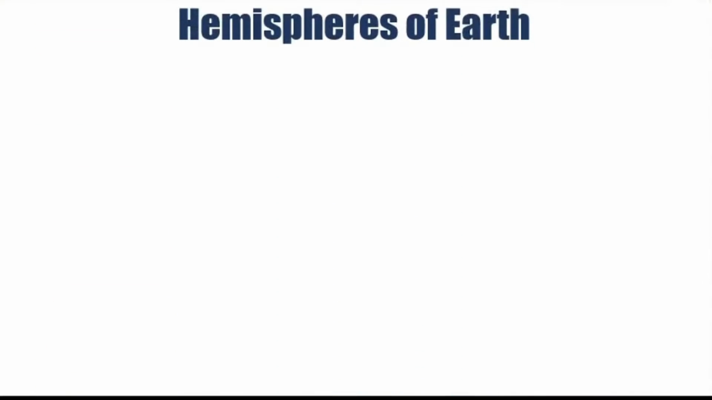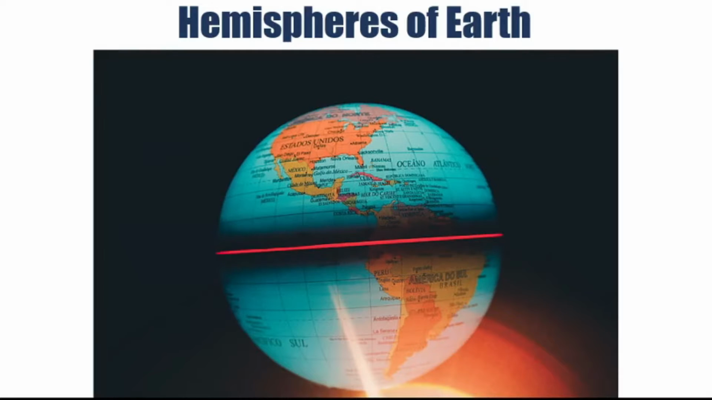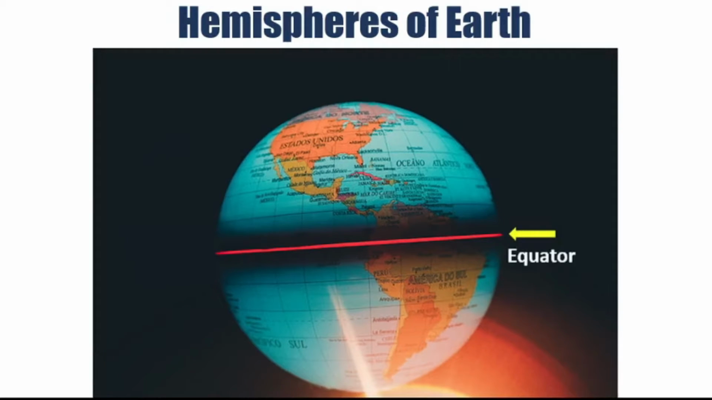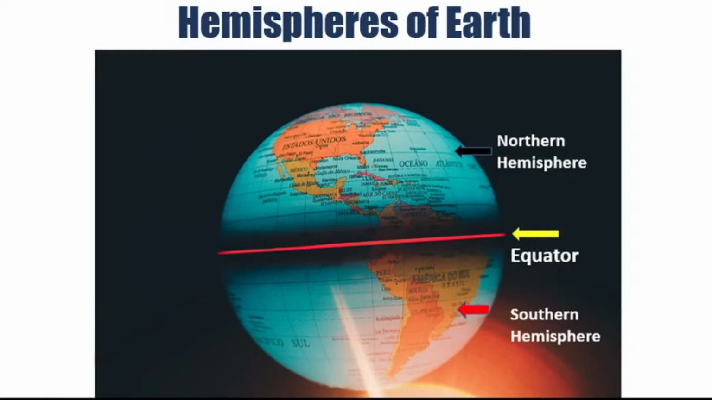Now we will be looking at hemispheres of Earth. Let's have a look at this geographical globe here. You can see the equator drawn at 0 degrees. The equator can divide Earth into two hemispheres. The hemisphere which is above the equator is called Northern Hemisphere. The hemisphere which is below the equator is called Southern Hemisphere.